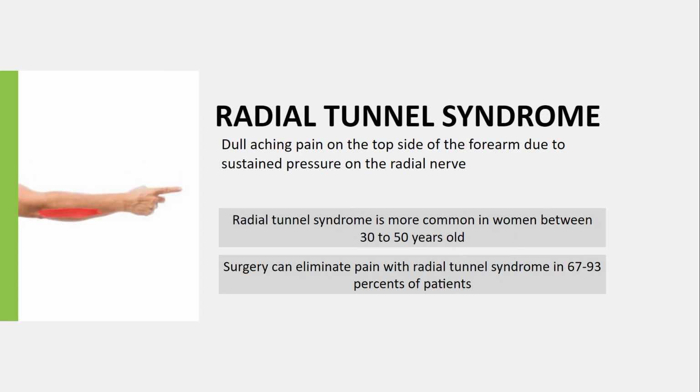Radial tunnel syndrome is often characterized by dull, aching pain on the top side of the forearm due to sustained pressure on the radial nerve. Radial tunnel syndrome is most common in women between 30 to 50 years old.